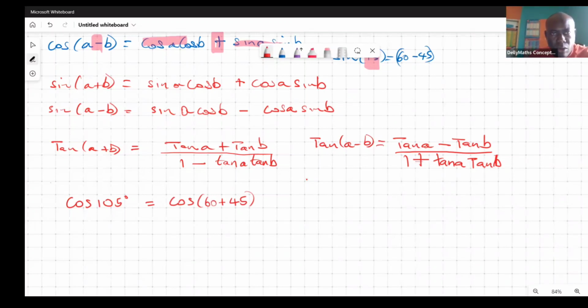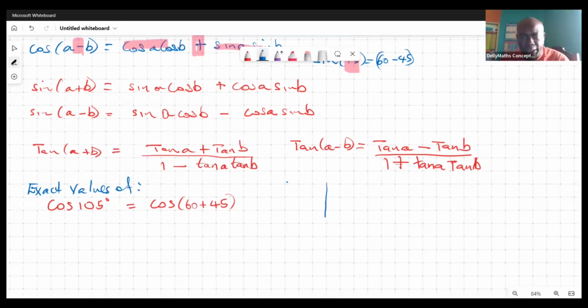So we want to have the exact values of. So that's the idea. We want to be able to find the exact value. That means the moment they say exact value, it means that you're not using a calculator to help you determine this. You have to start learning to write them yourself.